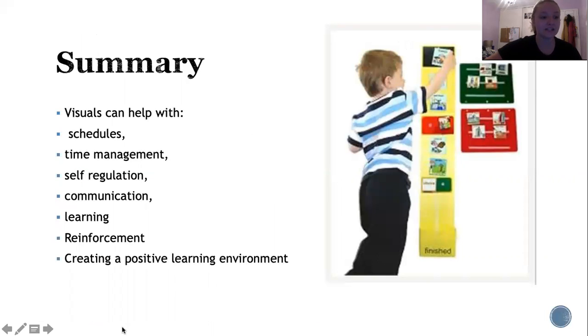Today we've discussed the ways to use visual supports to help your students with schedules, time management, and self-regulation, communication, learning, and reinforcement. The key to making visual supports work for you and your students is to ensure that they are individualized for your student. By doing this, we can work to ensure our classrooms are fostering a positive learning environment.